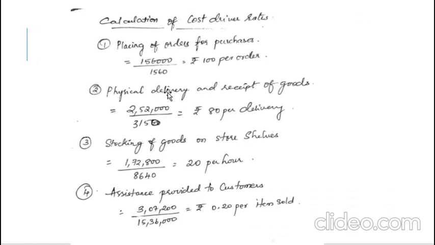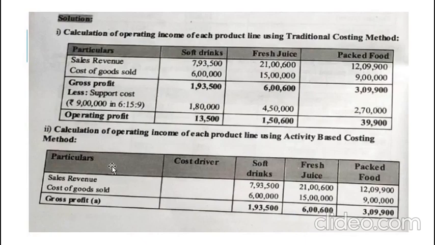So now we have found out our cost driver calculation. Let us prepare the cost sheet. The cost sheet is the calculation of operating income of each product line using the activity based costing method: particulars, cost drivers, soft drinks, fresh juice and packed food. Sales revenue and cost of goods sold will give us the gross profit. Till gross profit, the calculation is similar to the traditional costing method, where we get gross profit of 1,93,500 for soft drink, 6,600 for fresh juice, and 3,09,900 for packed food.